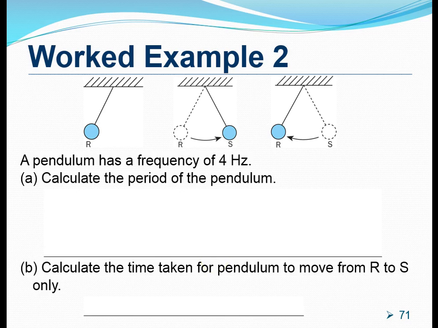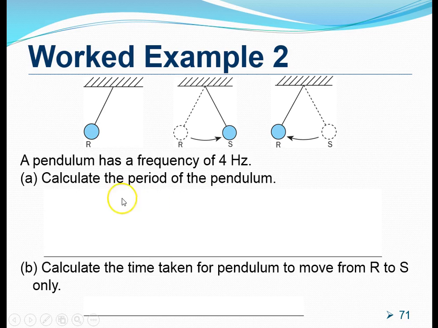Okay, let's have a look at worked example 2. Now for this particular example, the information given to us is a little bit different from example 1. Instead of giving us the time taken for half an oscillation, this information is given. It says that the pendulum has a frequency of 4 Hz. So what does that mean? Well, recalling the definition of frequency, we can say that this particular pendulum is able to make 4 complete oscillations in a time of 1 second.